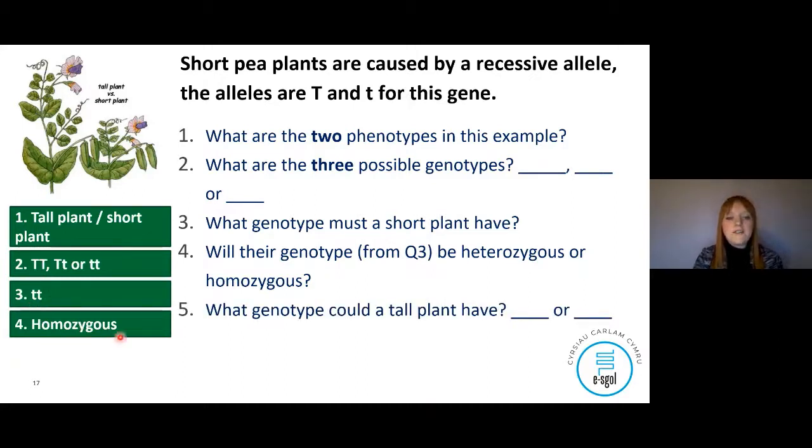Okay, question 5. What genotype could tall plants have? Well, if we know that short plants are small t, 3, 2, 1. The genotype for tall plants must be capital T, capital T, or capital T, lowercase t. Okay, so again, if I've gone through this quite quickly, don't panic. You can go back and have a look at these questions again.